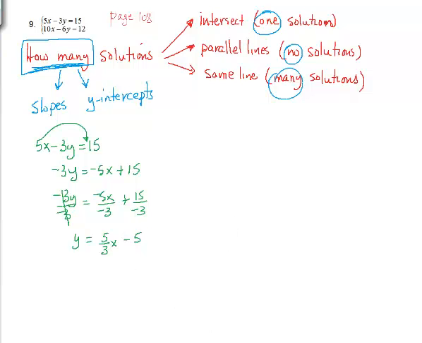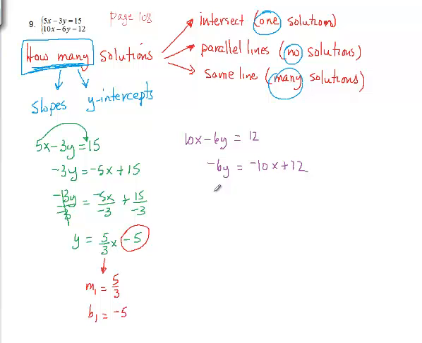So what's our first slope? Our first slope, we'll call it m1, is 5/3. And our first y-intercept is the value here, which is negative 5. Now you repeat that process for the other equation. The other equation is 10x minus 6y equals 12. Solving this one for y, same process.